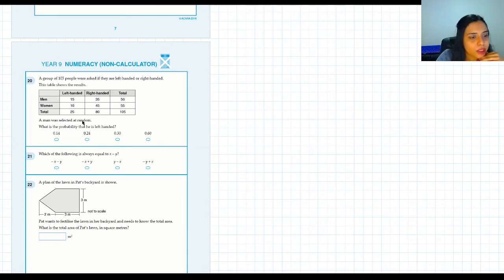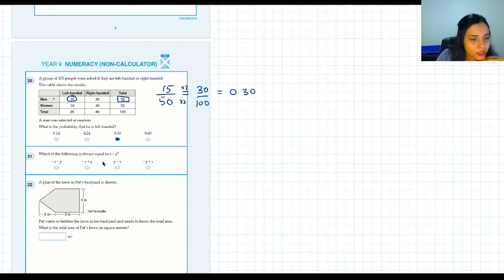So a man was selected at random. So we're only choosing people out of the 50 men. So that's our denominator. And we want the probability that out of these men, the person picked is left-handed. So there are 15 left-handed men out of 50 total men. And that is the same as 30 over 100 if you multiply by 2. And so that will be 0.30 as a decimal. So that's going to be this.